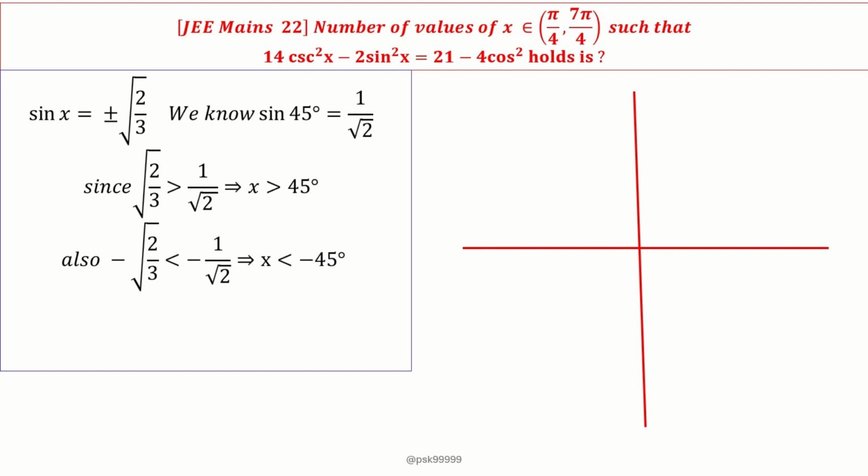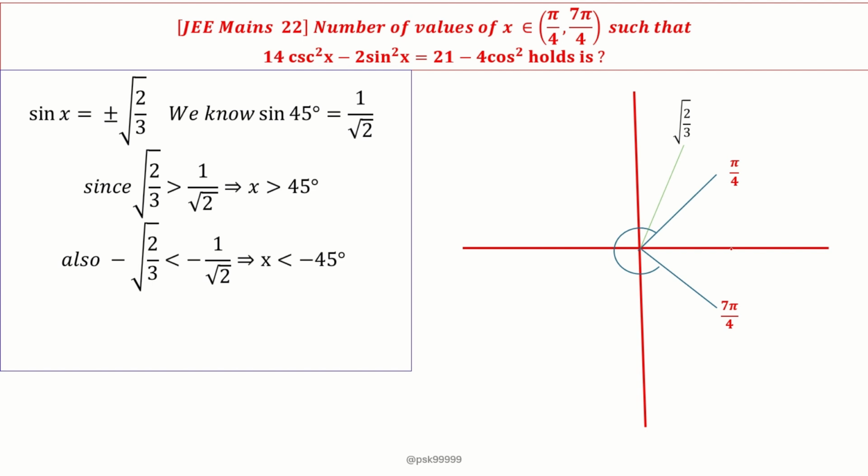So we will check each quadrant. These are the 4 quadrants, starting with 0 here, then 90, 180, 270, and 360 or 0 back. So where do pi by 4 to 7 pi by 4 come in? Pi by 4 is somewhere here, 7 pi by 4 here, and we are looking for x values in this area. How many x values are possible where you have plus or minus square root of 2 by 3? It is possible in every quadrant.